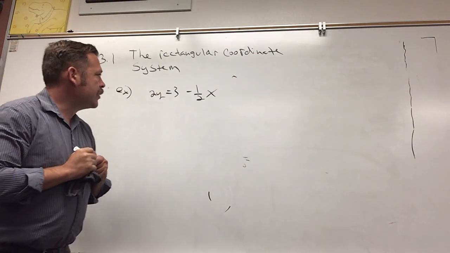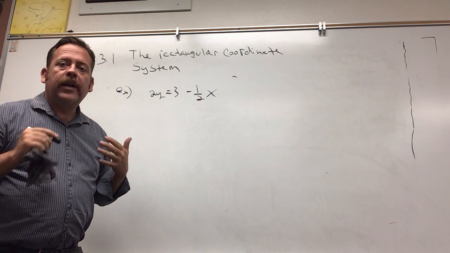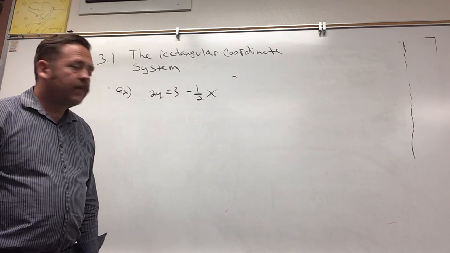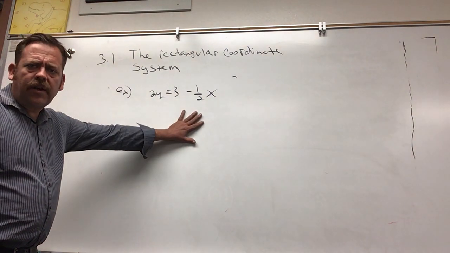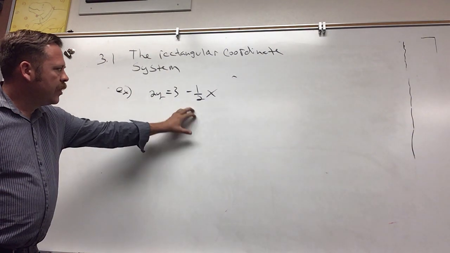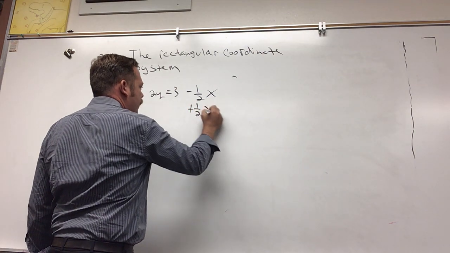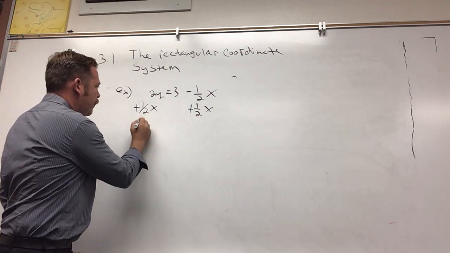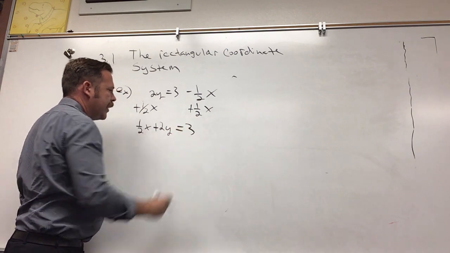Why is this not in standard form? We're going to do the same thing we did before. We're going to find the x and y intercepts, and we're going to graph it. But the first thing we need to do is get it into standard form. It'll make our job easier. So, is the x on the correct side of the equation? It is not. We need to move it over to the left. So if I have minus 1/2 x and I want to move it, I'm going to add 1/2 x. So now I have 1/2 x plus 2y equals 3.